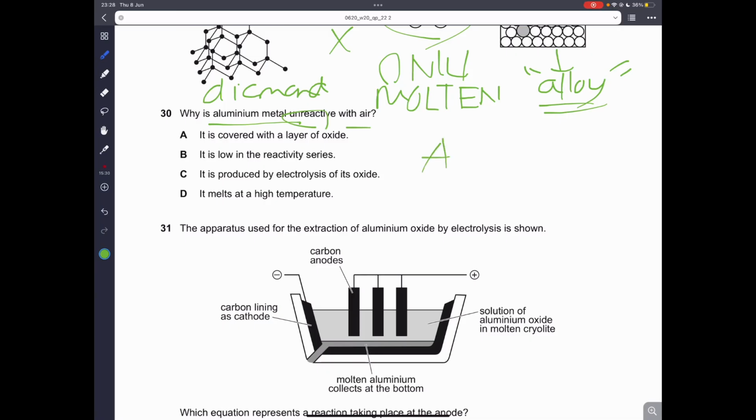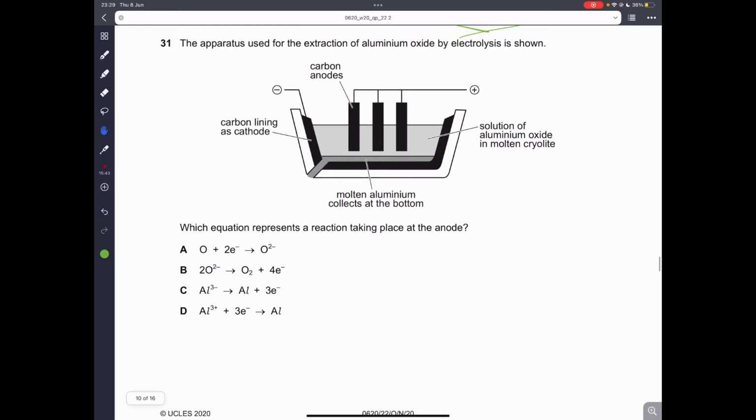30. Why is aluminum metal unreactive with air? Well, this is because there is a layer of aluminum oxide that is forming, therefore it does not react with acids and water easily due to this aluminum oxide, so A is the correct answer.